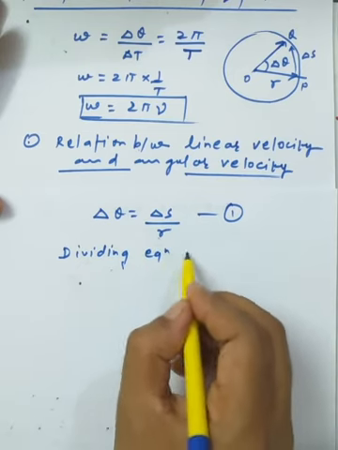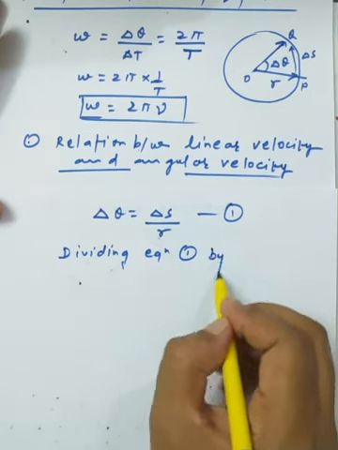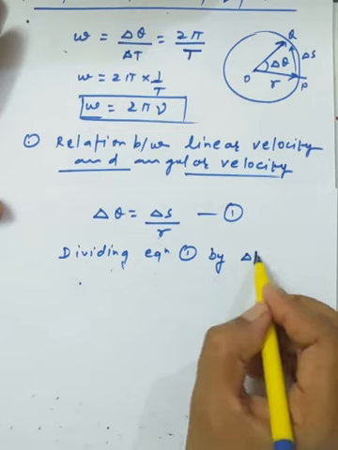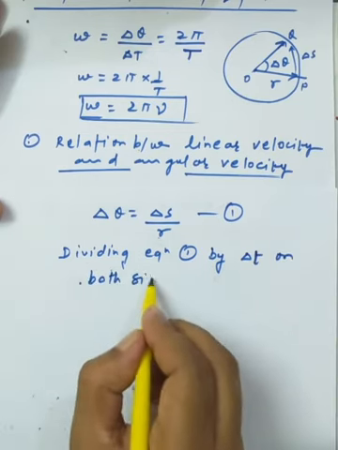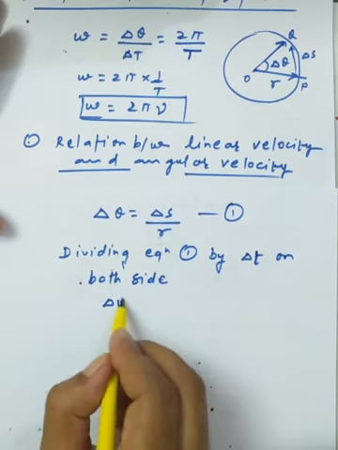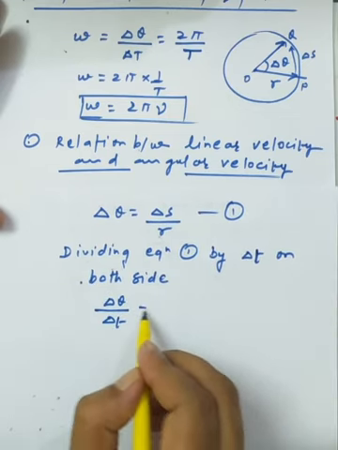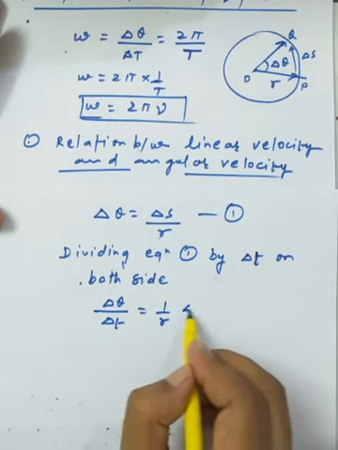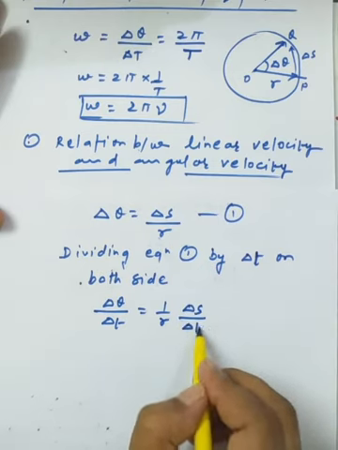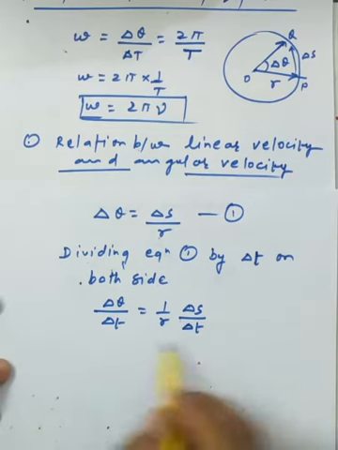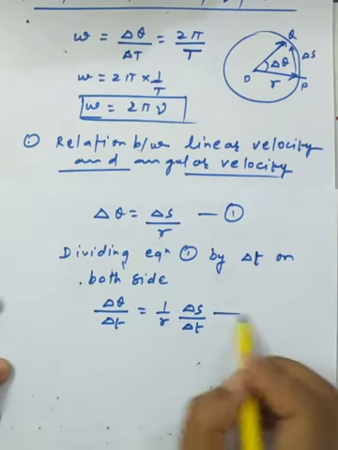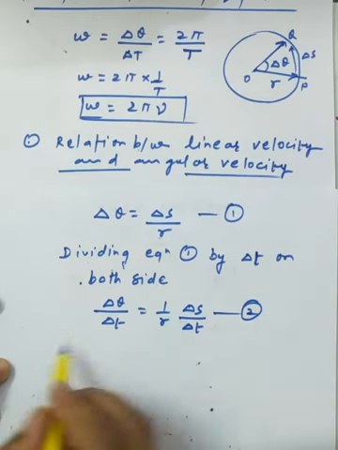Dividing equation number 1 by delta t on both sides, we get delta theta upon delta t is equal to 1 upon r delta s upon delta t. This is one of the general representations. Now we are approaching the limit on both sides. This is equation number 2.